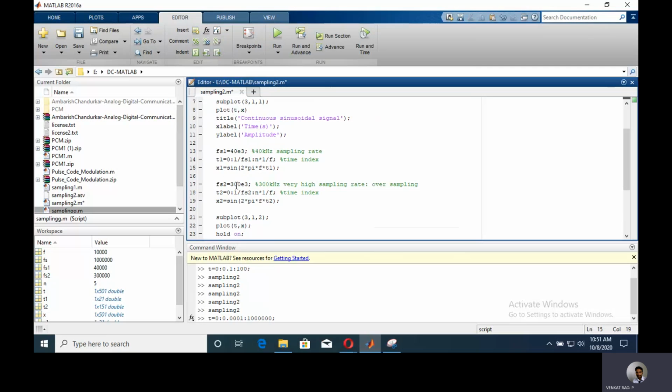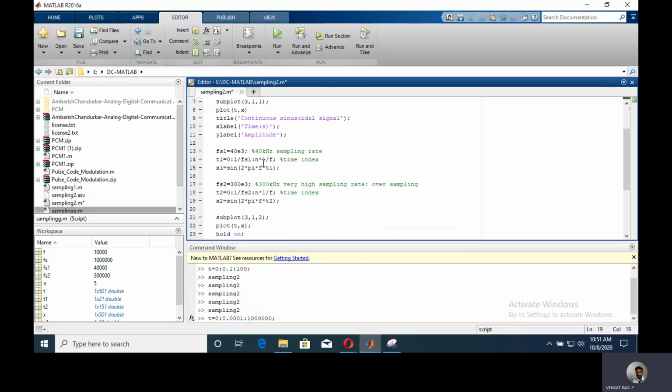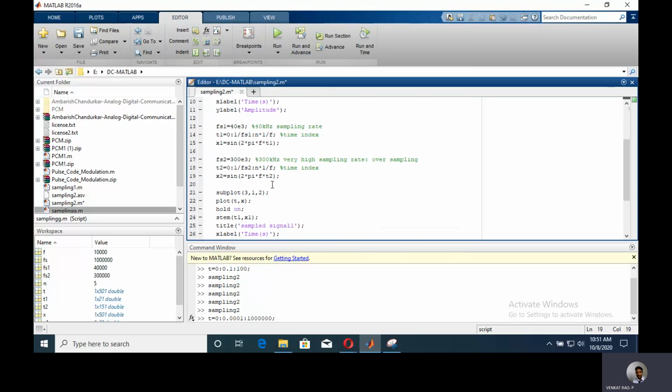So let us take fs2 is equal to 300 into 10 cube. 300 kilohertz is a very high sampling rate. In that condition, we can take it as oversampling. Now again, the time axis is represented in a similar way: 0, 1 by fs2, n by f, and x2 is equal to sin of 2 pi f t2. Now I am going to display this input signal, the sampled signal in the first case, and the sampled signal in the second case, all these three in a single window.